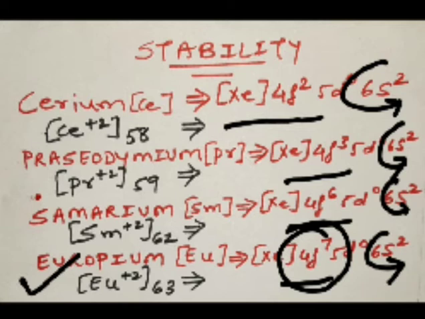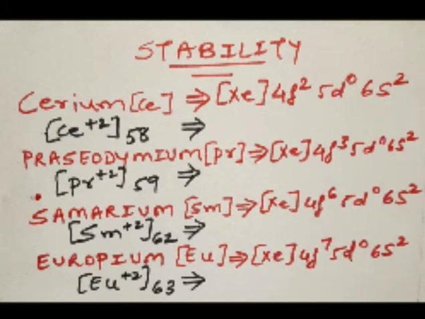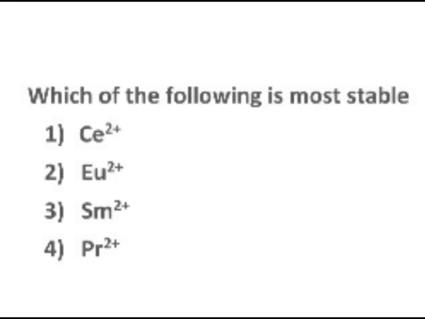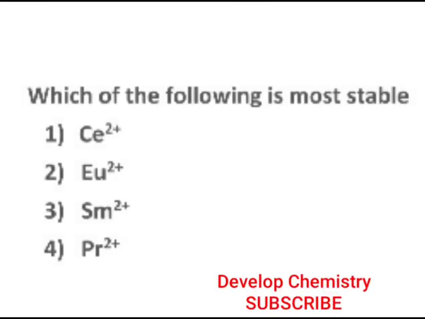So to find out what kind of question appeared in the entrance test, let us move ahead. See the question on your screen. Which of the following is more stable? Cerium, europium, samarium or praseodymium? So the answer is option number 2, that is europium. That's about the first question of this Lanthanide series.